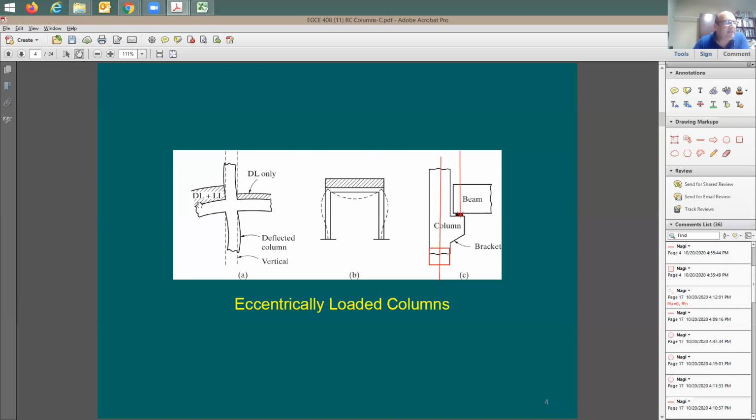So what's going to happen in this case, this beam wants to bend down a little bit more than this one. And the column in this case is going to be exposed to some moment, and the moment is going to be rotating the column this way. Look what happened.